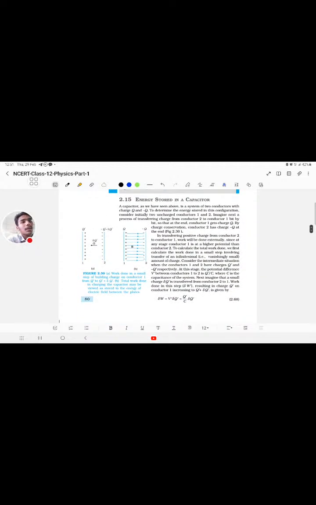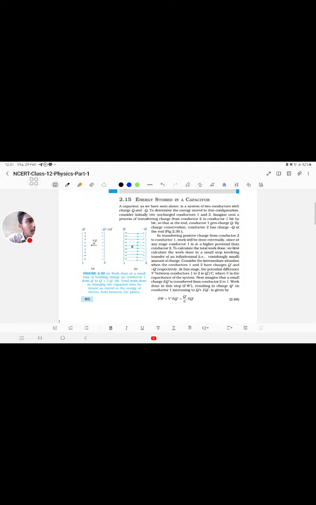So energy stored in a capacitor. A capacitor, as we have seen above, is a system of two conductors with charge plus Q and minus Q. To determine the energy stored, consider initially two uncharged conductors 1 and 2. Imagine next a process of transferring charge from conductor 2 to conductor 1 bit by bit, so that at the end conductor 1 gets charge capital Q.